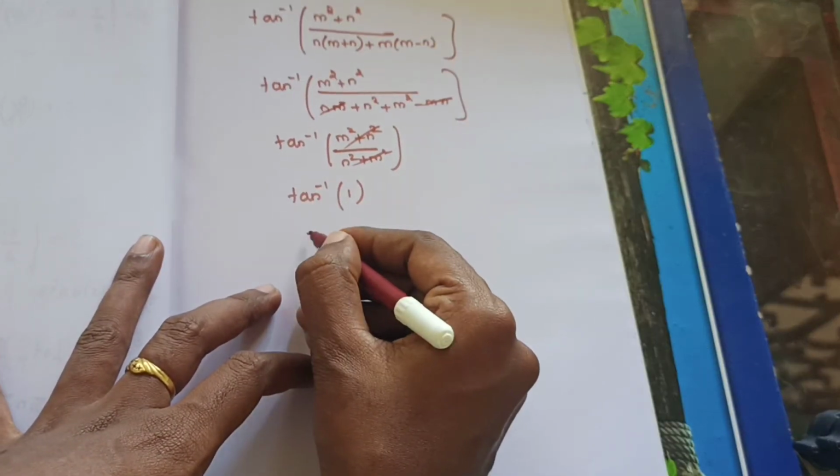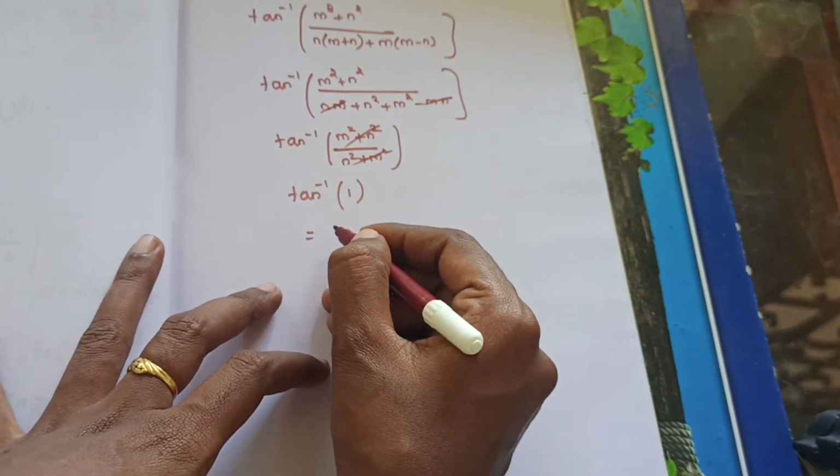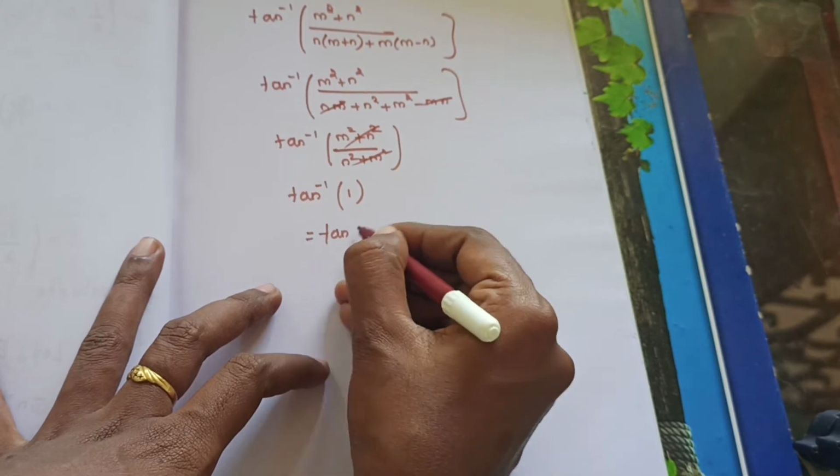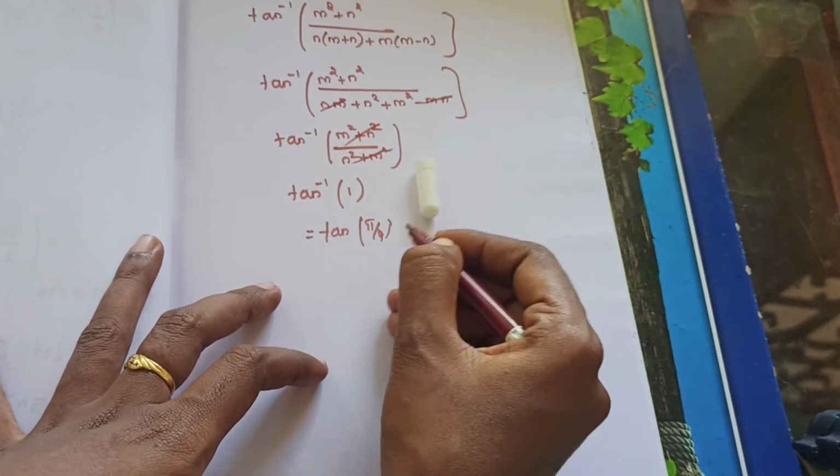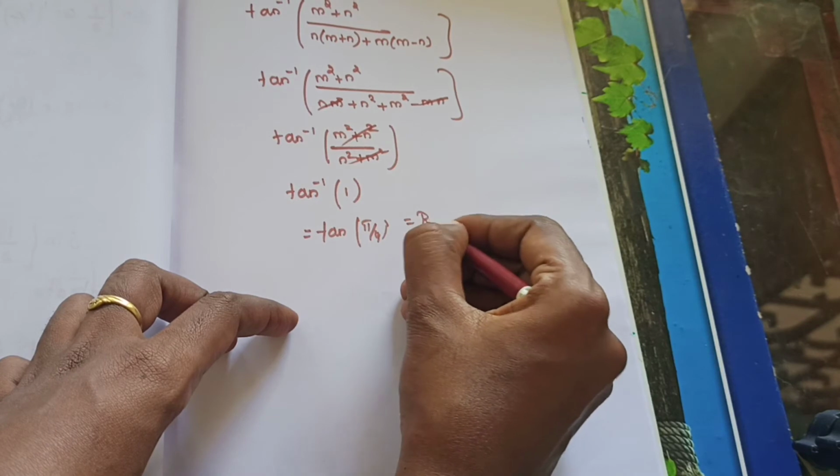So in which angle it is tan inverse? Tan is 1 at 45 degrees. So you will write it as tan of pi by 4. So that's equal to RHS.